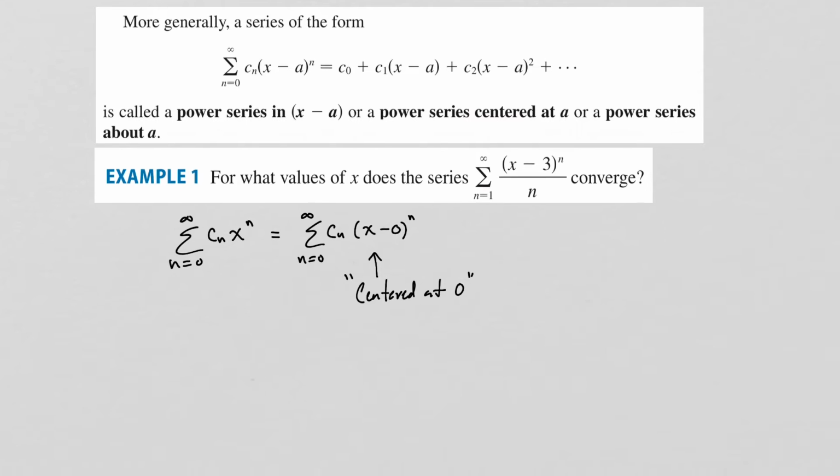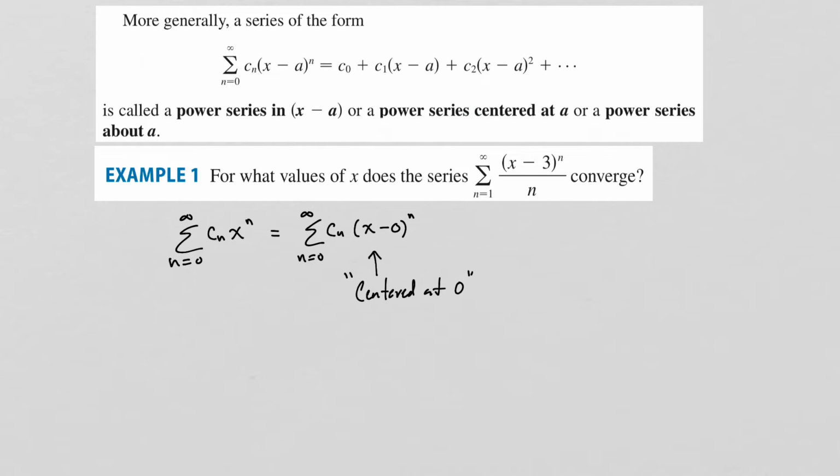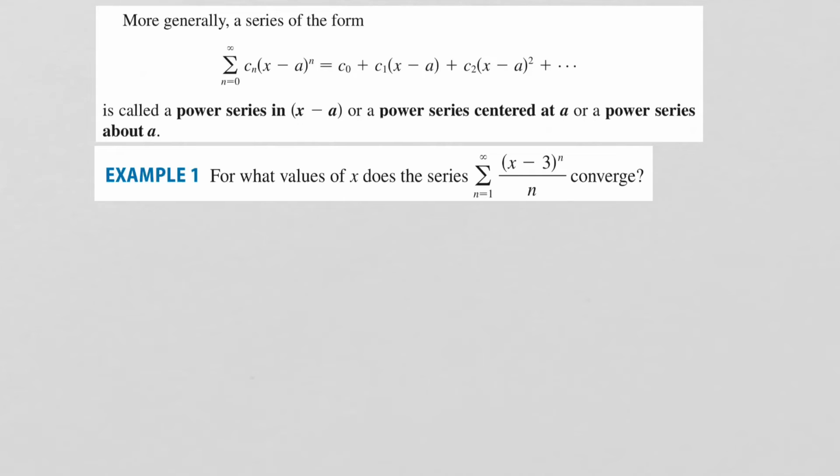So let's take a look at an example here. We have a power series centered at 3 here, right? Because this is (x minus 3) to the n power. And we want to find out for what values of x this power series converges. Anytime you're asked to find the so-called interval of convergence, what you need to do is apply the ratio test.